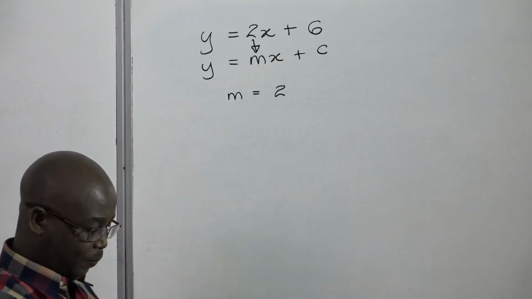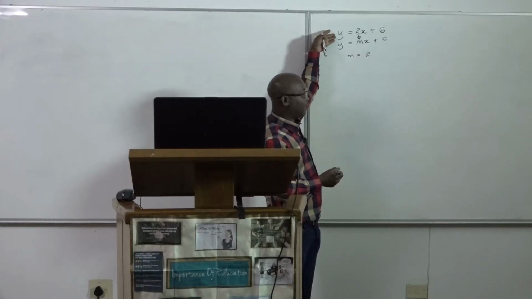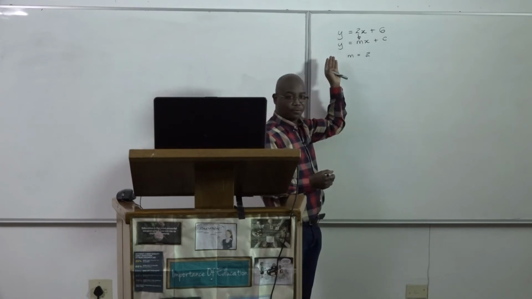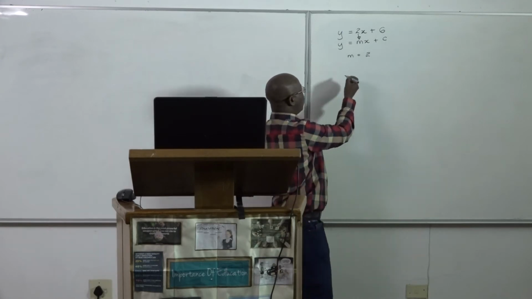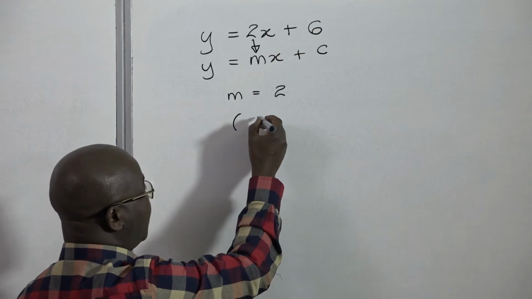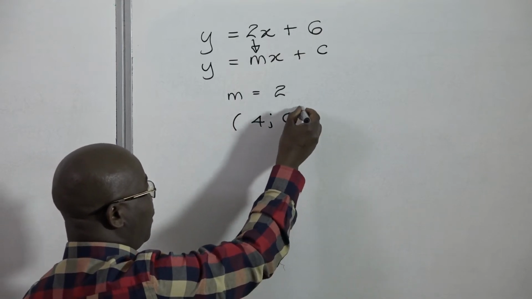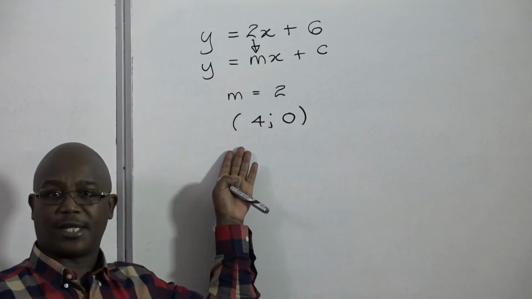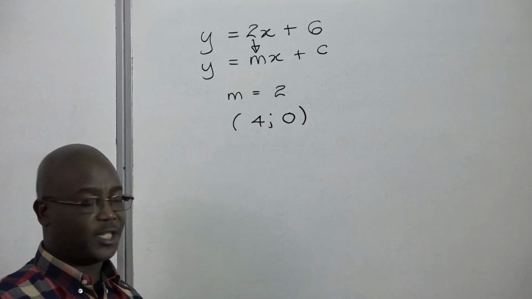We are also told that this line or this graph cuts the x-axis at point 4. Therefore, the coordinate where it cuts the x-axis will be (4, 0), because it cuts the x-axis at 4. Now we have got the information that we need to determine the equation of that line, which is parallel to this line.